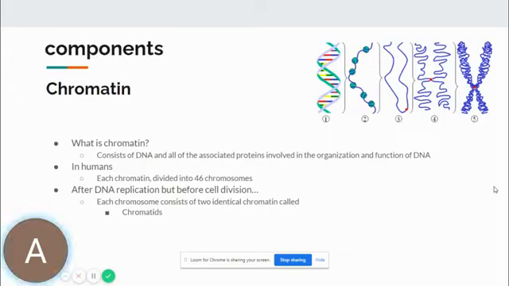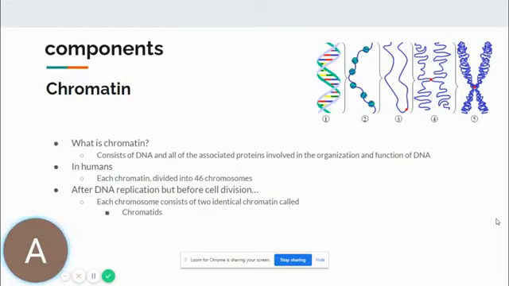So next is chromatin. What is chromatin? Basically, kasi maraming terms: chromatin, chromatid, chromosome, DNA, genes. So what's chromatin? Chromatin consists of DNA and all of its associated proteins involved in the organization and function of DNA. So it's not just DNA, it's DNA and all its associated proteins.